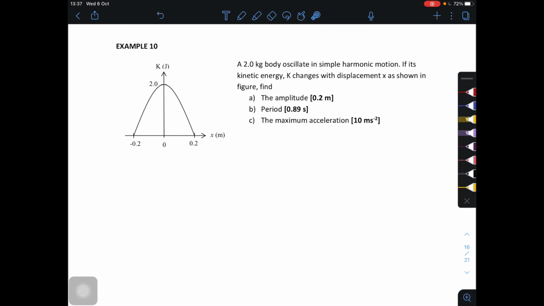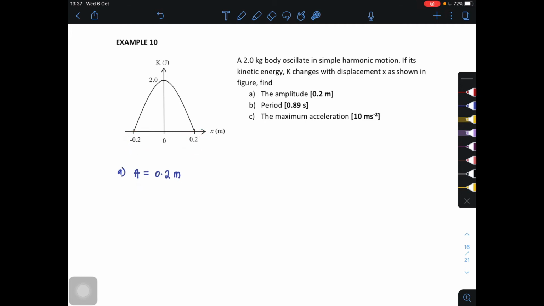Okay, so what we can get from the graph here is the value for amplitude. So value for amplitude you need to know is the maximum value. So this is the maximum value actually. So from here we can say that amplitude is equal to 0.2 meter. Okay, 0.2 meter. This is the value for amplitude. Okay, next one we want to find the period. Okay, so we want to find the value for T.